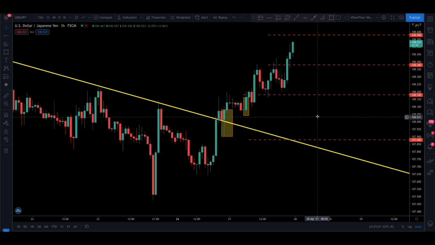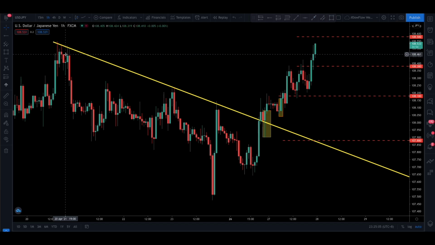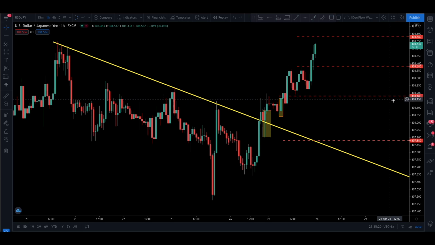Okay, so the reason for the take profit is just very simple. You can see that right here, there is some form of resistance. So we just say, okay, there's some resistance here. Let's take profit before this level. And because we send this out on the Telegram channel, we want to keep it simple. So we just use the whole number, 20 pips. So 108.18 to 108.38 is just 20 pips.